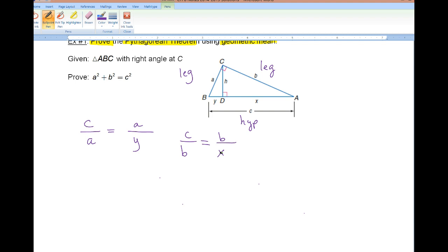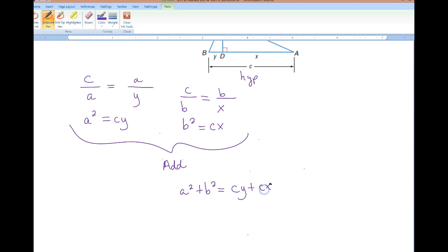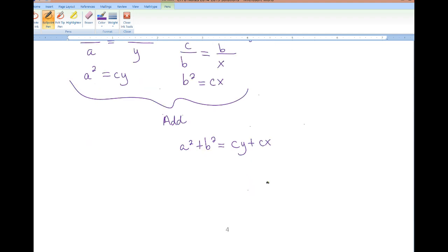Right. Let's take the first one and cross multiply. We get a squared equals cy. And over here we get b squared equals cx. Now, if I add those two equations together, think about the left side of the equations. I'm going to have a squared plus b squared equals cy plus cx. If you switched it around using the symmetric property, that's fine.